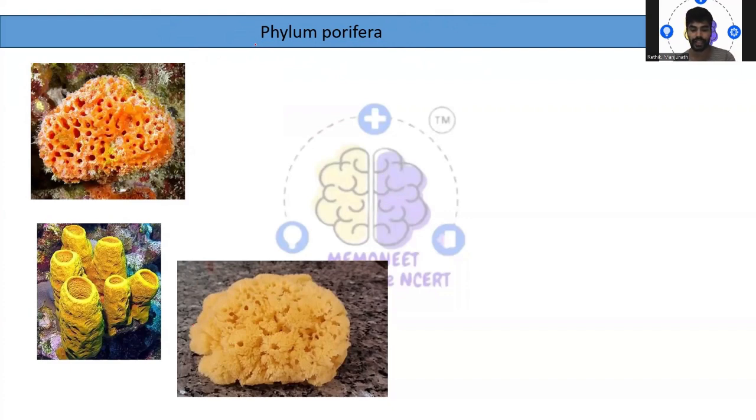So phylum Porifera are commonly called sponges. And another very important thing is they're generally marine and aquatic in nature. And what kind of symmetry can be seen here? Asymmetry. Asymmetry, right? Another very important thing is that these are primitive multicellular animals, and they have a cellular level of organization.